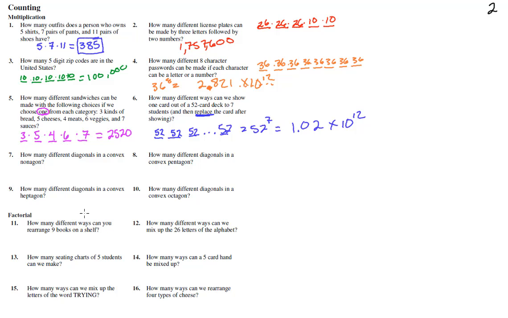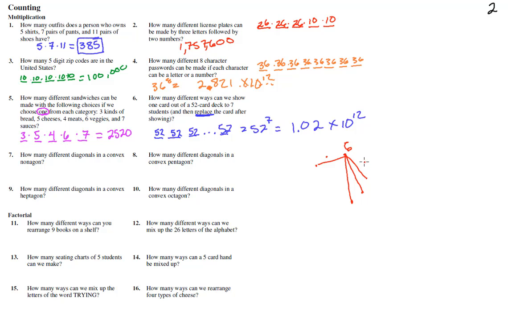All right, number 7. How many different diagonals in a convex nonagon? Oh boy, this is going to take some thought. So I want you to think of a nonagon. There are going to be 9 vertices all the way around. If you start at one of them and you start drawing diagonals, you can draw diagonals to everything but the 2 right next to it. So at this one, you can draw 6 of them, because all except for these 3.